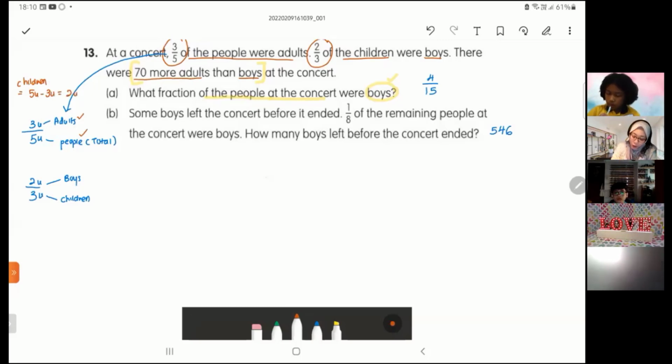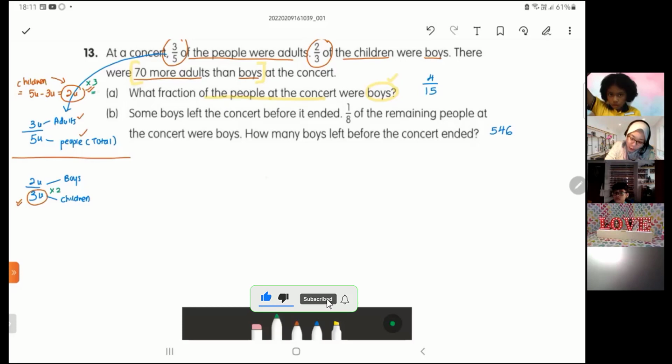Okay, now if you look at the children, you're supposed to get 2 units. Now you look at the children total. How many units? 3 units. I'm talking about the same children, but the units representing them are different. From the first fraction, it says 2 units for children. From the second fraction, I'm given that 3 units are the children, not the same. What do I have to do? I make them the same. So I times 2, here I times 3.